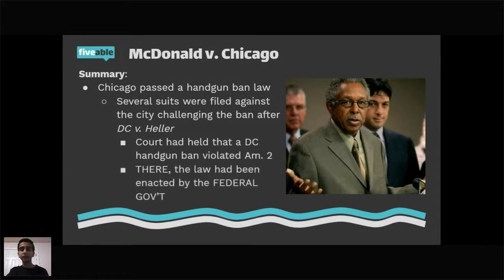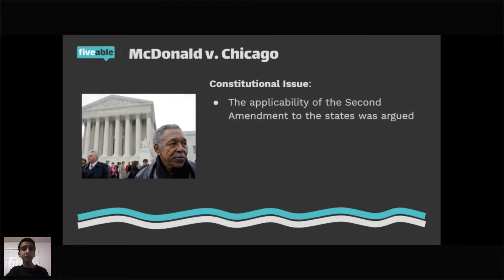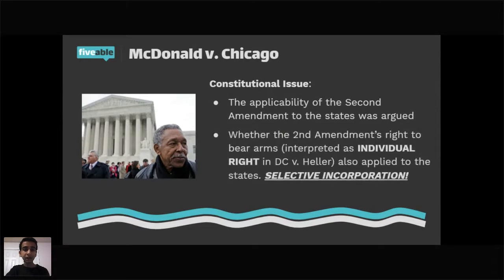Well, now you might be thinking, okay, it already said that, so why did that case not just incorporate it to the states? However, because it was in D.C., that law had been enacted by the federal government there. So technically, the Second Amendment right had not been incorporated to the states yet. So another case, McDonald versus Chicago, was necessary. This was where the suit was filed against the city of Chicago, because people felt that the Second Amendment was a fundamental right. So the applicability of the Second Amendment to the states was argued, and whether the right to bear arms, interpreted as an individual right in D.C. versus Heller, also applied to the states.